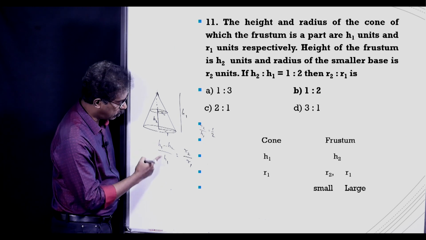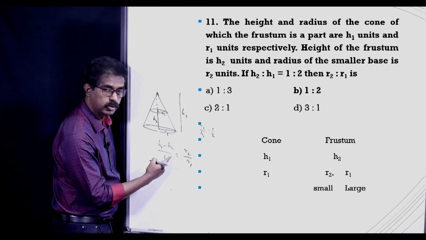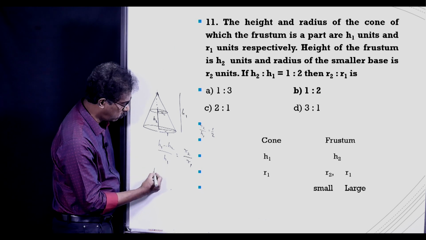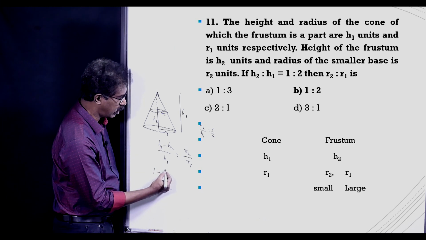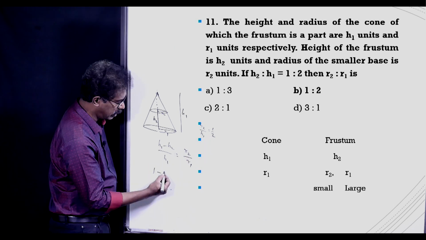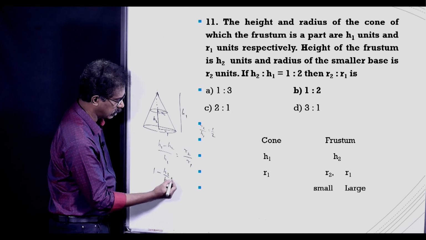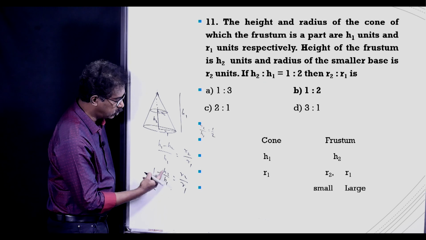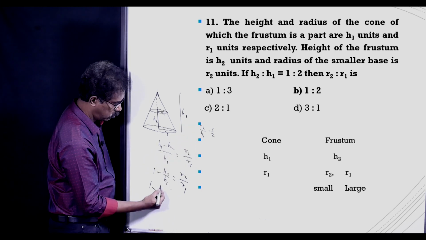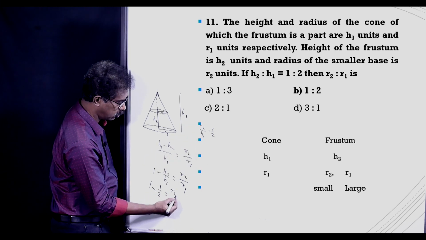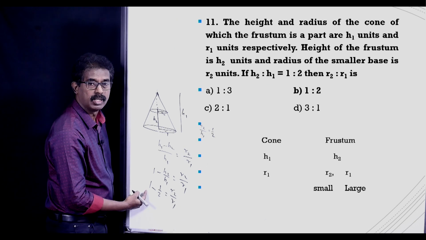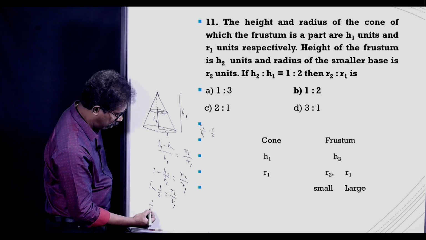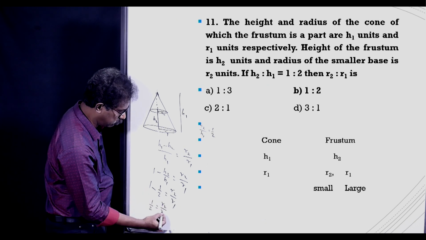Now you split into two. You can split H1 by H1 minus H2 by H1. H1 by H1 is 1, minus H2 by H1, directly 1 by 2. Write a step: H2 by H1 equal to R2 by R1 times 1 minus H2 by H1. They gave H2 by H1 as 1 by 2, equal to R2 by R1. What is 1 minus half? It is half. So half is equal to R2 by R1.